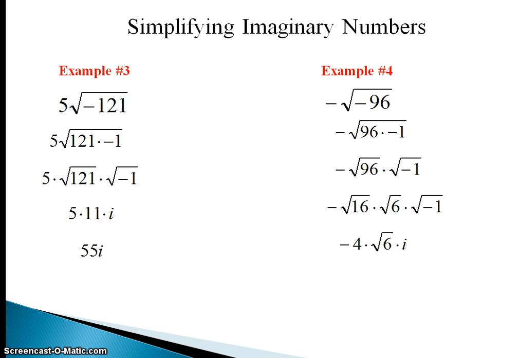The square root of 6 cannot be simplified any further, and of course we represent the square root of -1 as an i. But remember, I said that we never have the i behind a square root. We always move it in front. And so we're going to do that now. And our answer is -4i times the square root of 6. Please pause now and copy these examples.